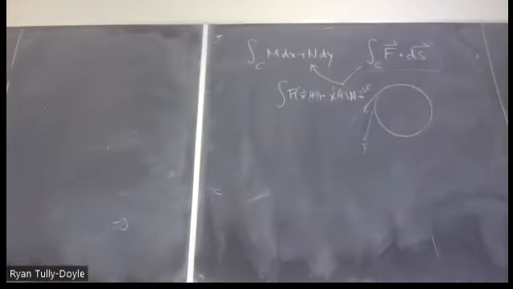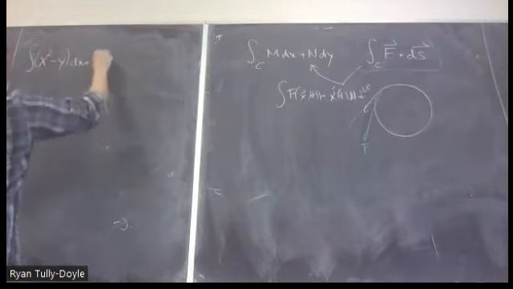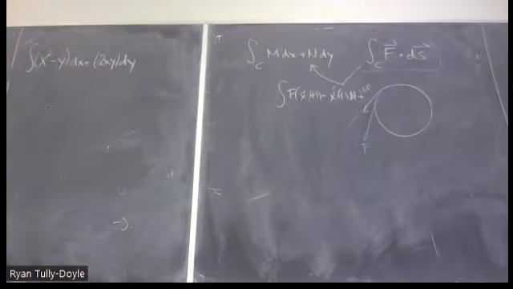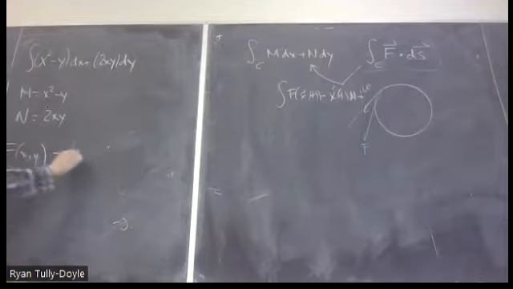Okay, so the idea here is that if I give you something like, say, the integral of x squared minus y dx plus 2xy dy. So you have M, you have N, you have F too, because F equals MN. M and N are the components of F.